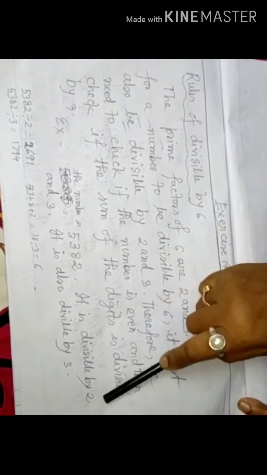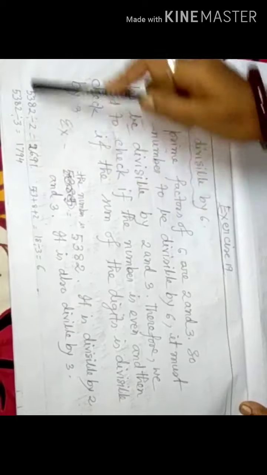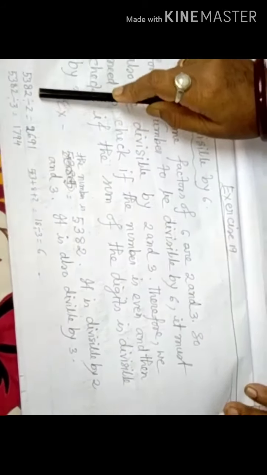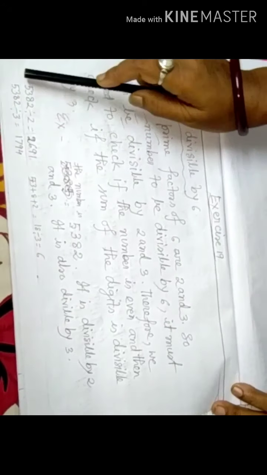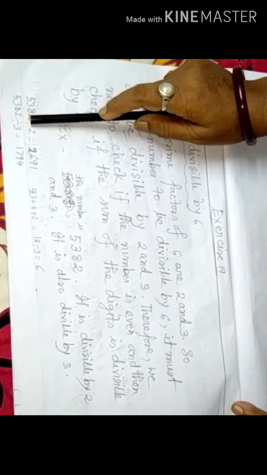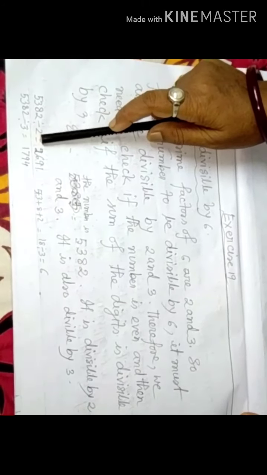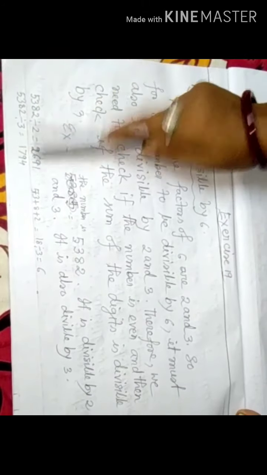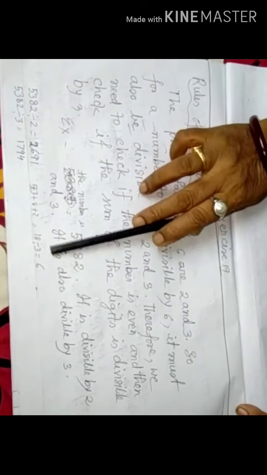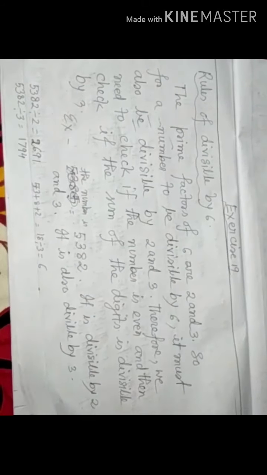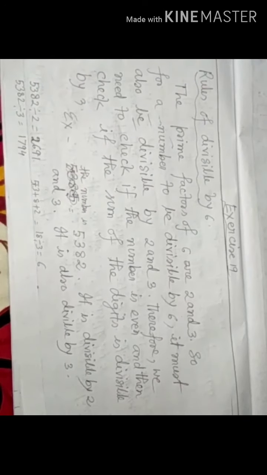It is divisible by 2, because the last digit is 2, and it is divisible by 3, because 5 plus 3 plus 8 plus 2: 8, 10, 13, 18. 18 divided by 3 is 6, so it is divisible by 3. That means it is divisible by 6. Okay? 18 divided by 3 is 6. This is the divisibility rule of 6.